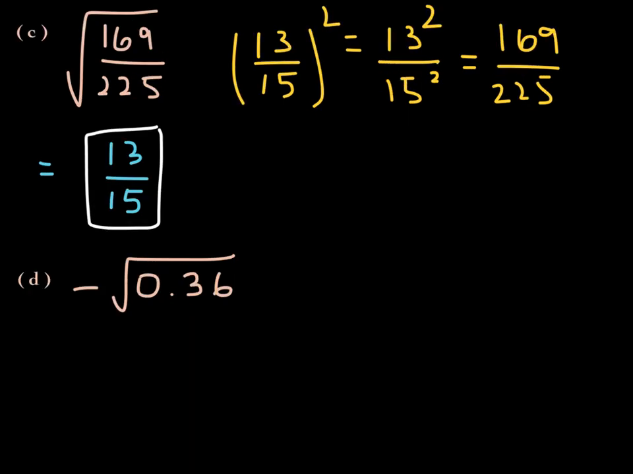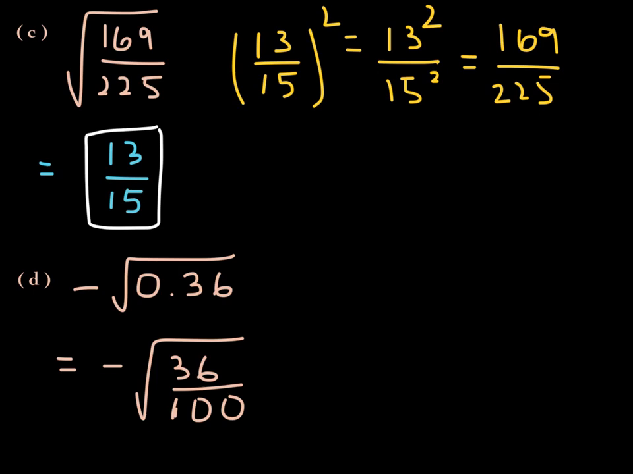The next one is negative, and then the principal square root of 0.36. Now, I am going to invite you to rewrite this as negative, and then 0.36 is really 36 hundredths. How did I figure that out? Well, 36 terminates or ends in the hundredths place. The 3 is in the tenths place, the 6 is in the hundredths place. So 0.36 is the same thing as the fraction 36 over 100.